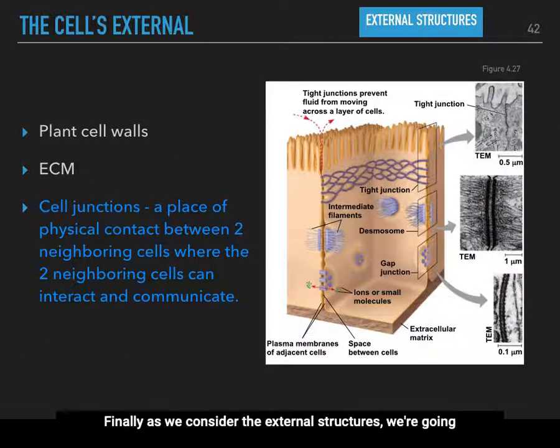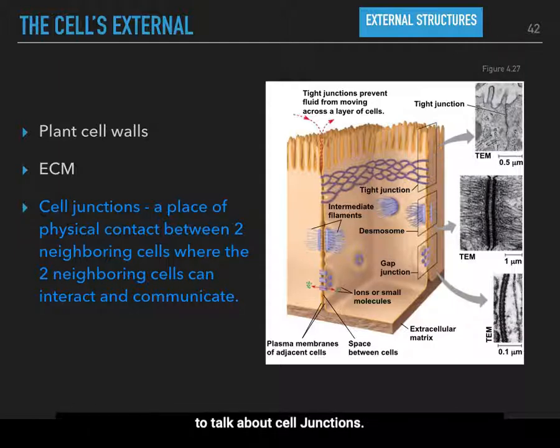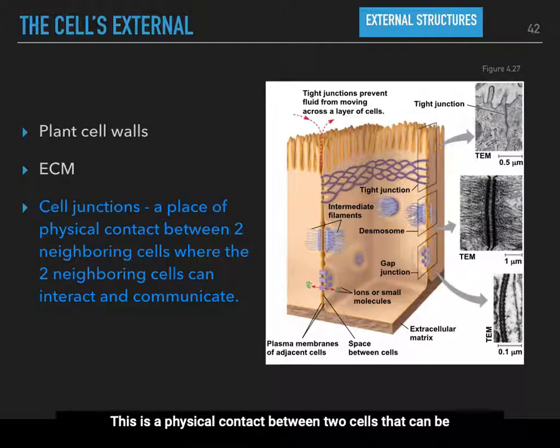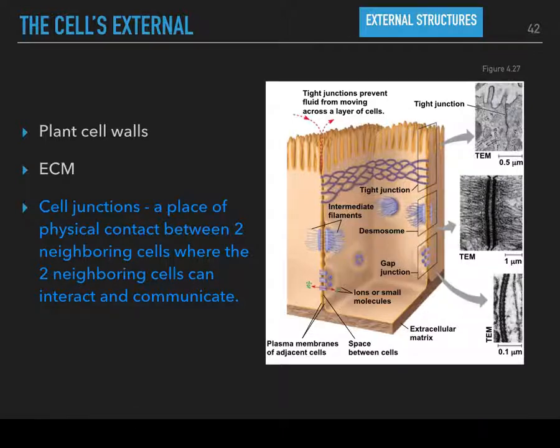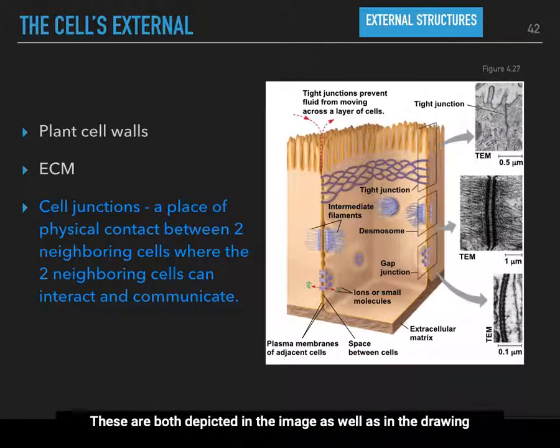Finally, as we consider the external structures, we're going to talk about cell junctions. This is a physical contact between 2 cells that can be used for communication. Cell junctions are also known as tight junctions. These are both depicted in the image as well as in the drawing on the right. So let's use this video by way of reminder and review of what we've covered today on the cell.